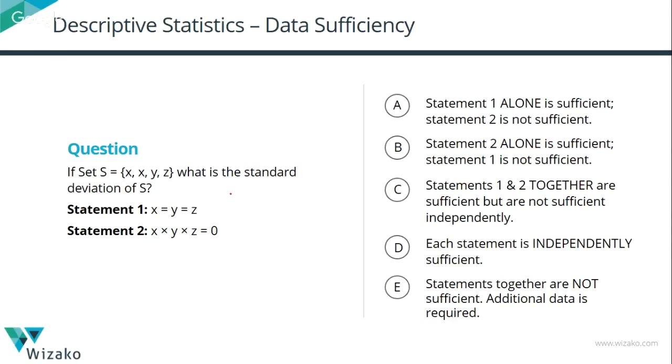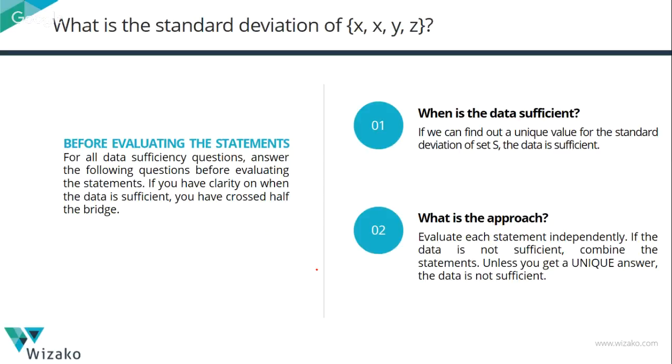A little bit more interesting, right? We're getting into standard deviation. Set S comprises 4 elements, X, X, Y, and Z. We need to find out the standard deviation of set S. Again, we're asked to find out the standard deviation. The data is sufficient. When is it sufficient? When you're able to get a unique value.